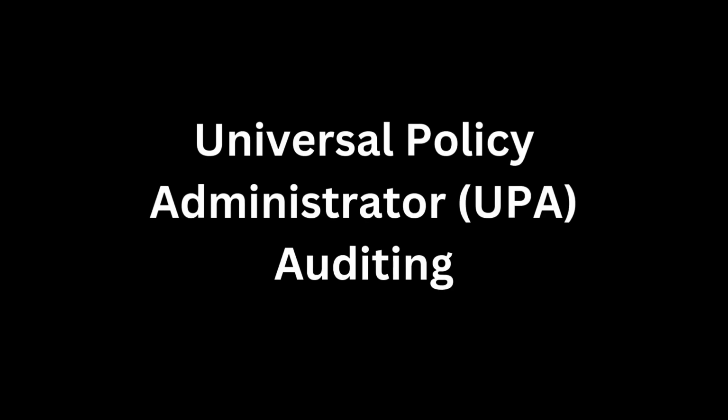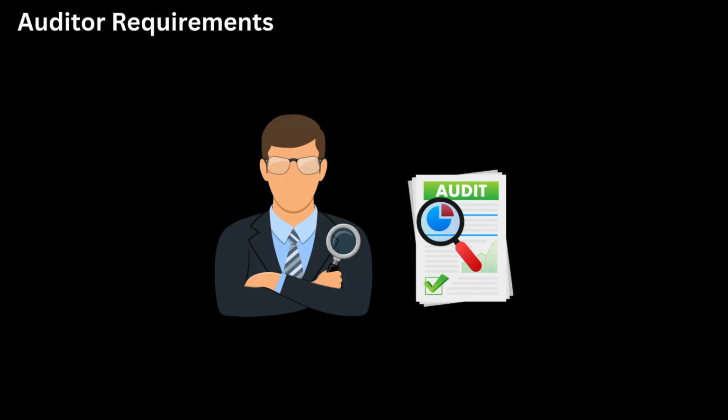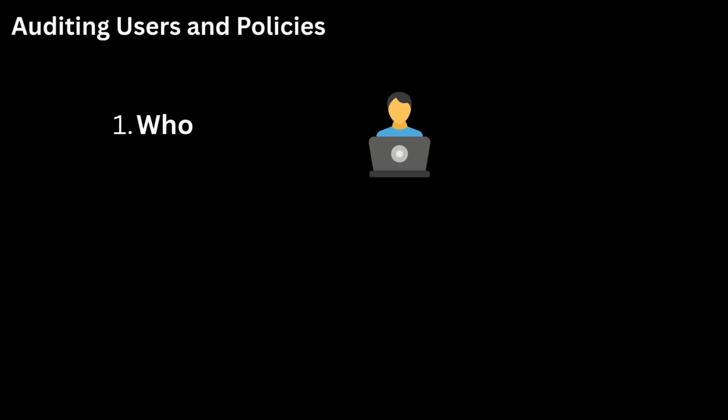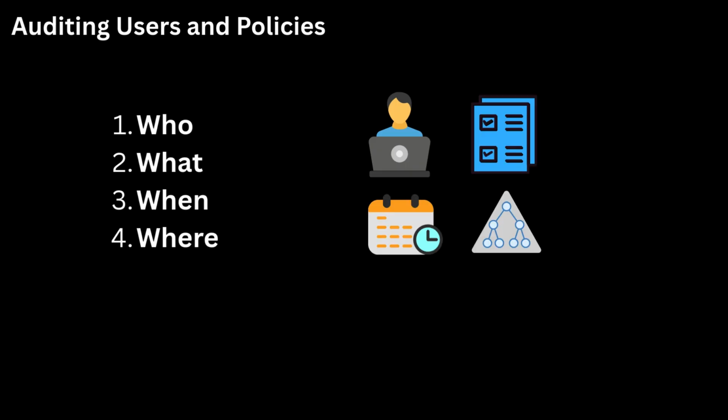Hi there. Today we're going to go through the Universal Policy Administrator auditing features. UPA gives you the ability to see the 5 critical requirements for an auditor. These include who made the changes, what were the changes, when were these changes made, where were they made, and finally, why they were made.